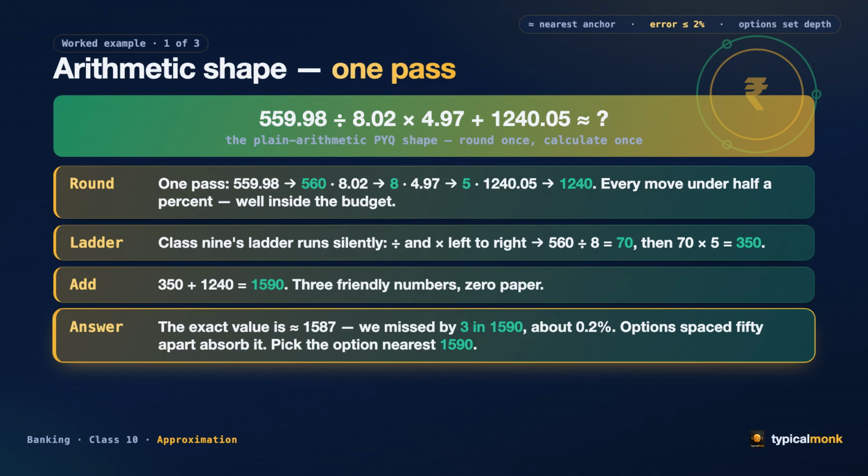Step 4. The answer. The exact value is about 1587. We missed by just 3 in 1590. Roughly 0.2%. Option space 50 apart, absorb that easily. Pick the option nearest 1590 and move on.